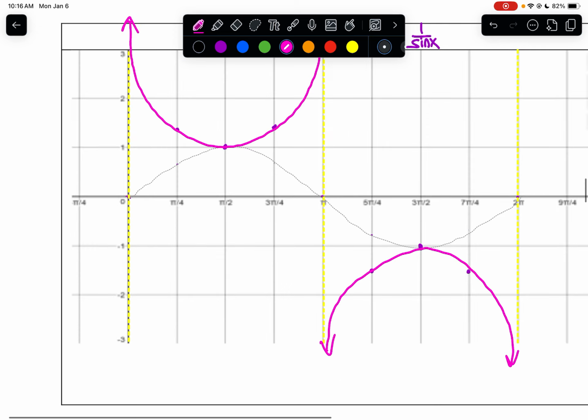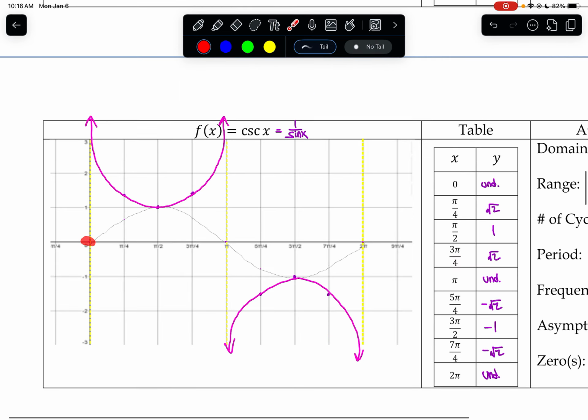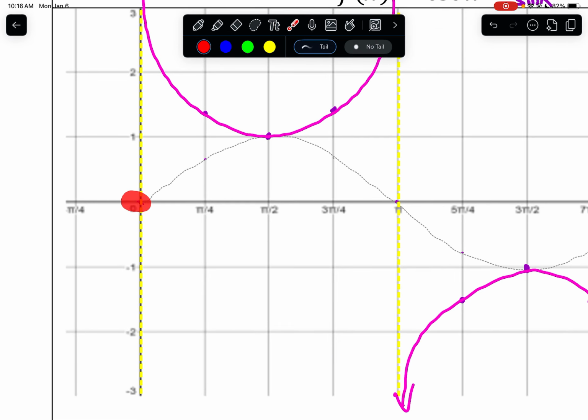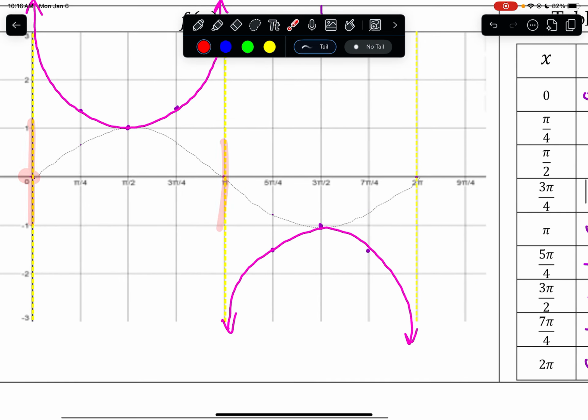So what you notice is every time sine crosses through the x-axis, we're going to have an asymptote. And then every time it has a maximum or a minimum, that's where you're going to have your bowl shape.